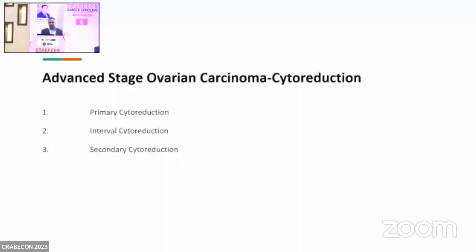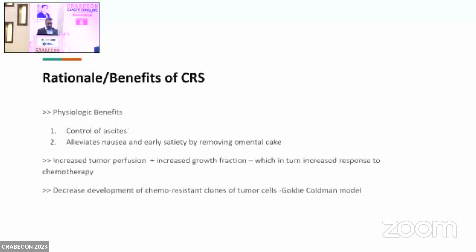Then an advanced stage ovarian carcinoma is managed by cytoreduction. So cytoreduction is done in 3 settings. First is the primary cytoreduction, which is done in the upfront setting, interval, which is done after NACT, and secondary in relapse or recurrent ovarian cases. So what is the rationale of doing a CRS, or what are the benefits?